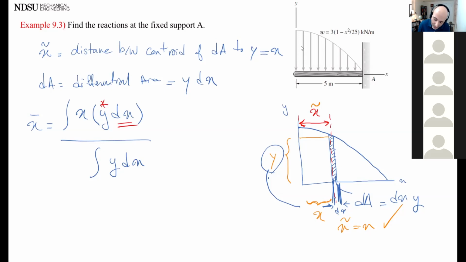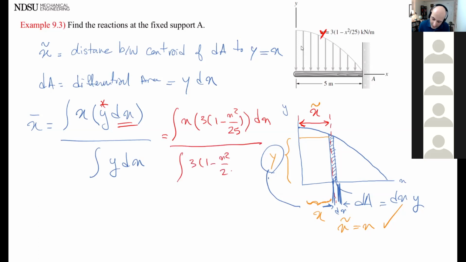By the way, in this problem I should have used w. It's just the axis, so this is y. Let's change this to y, just to avoid confusion. I should have used x and x, or y and y. So the notation was off a little bit. So let's do this. I have to replace my y here with 3 times the square root of 1 minus x squared over 25, dx.